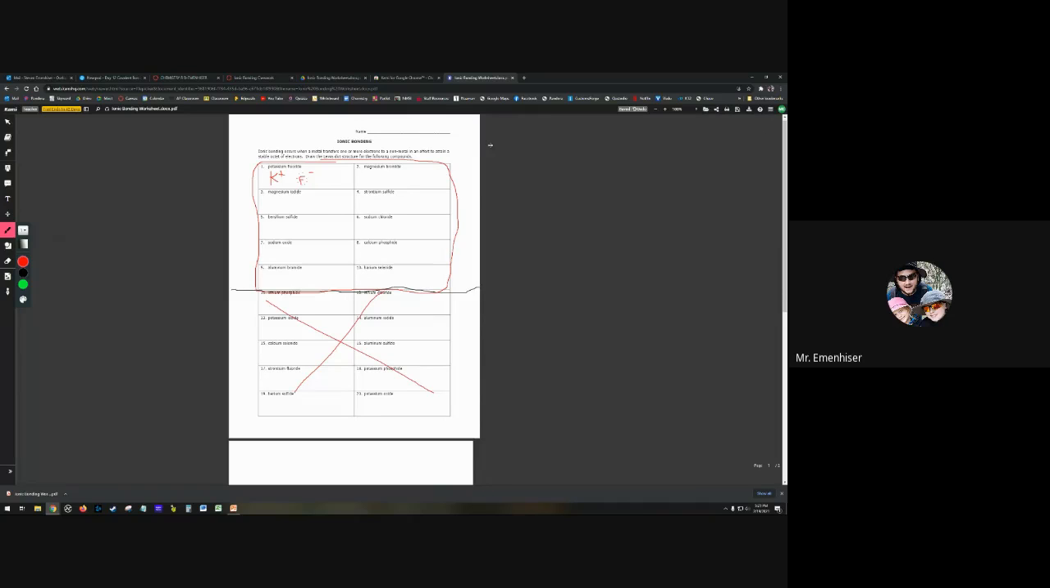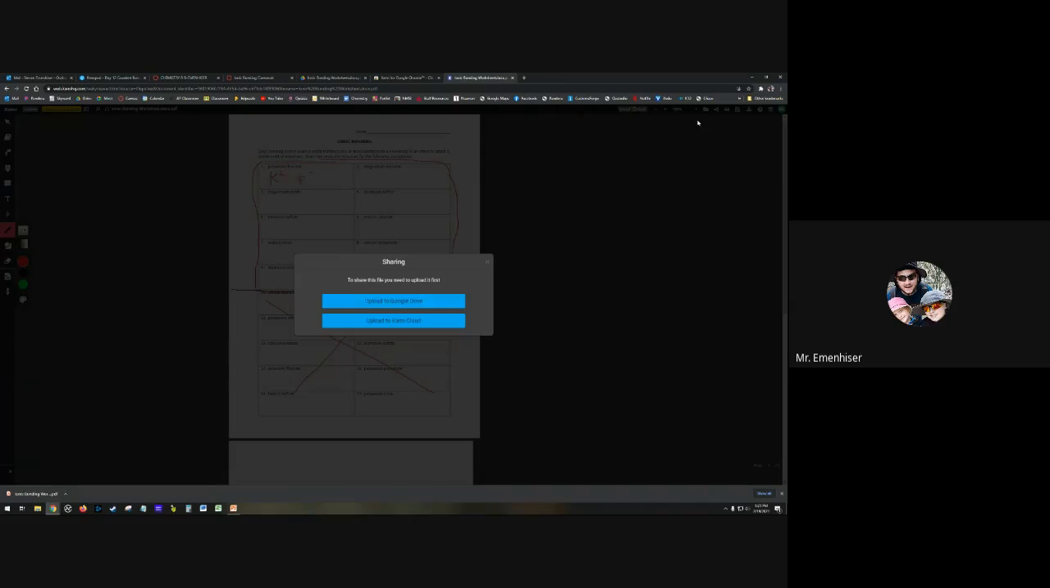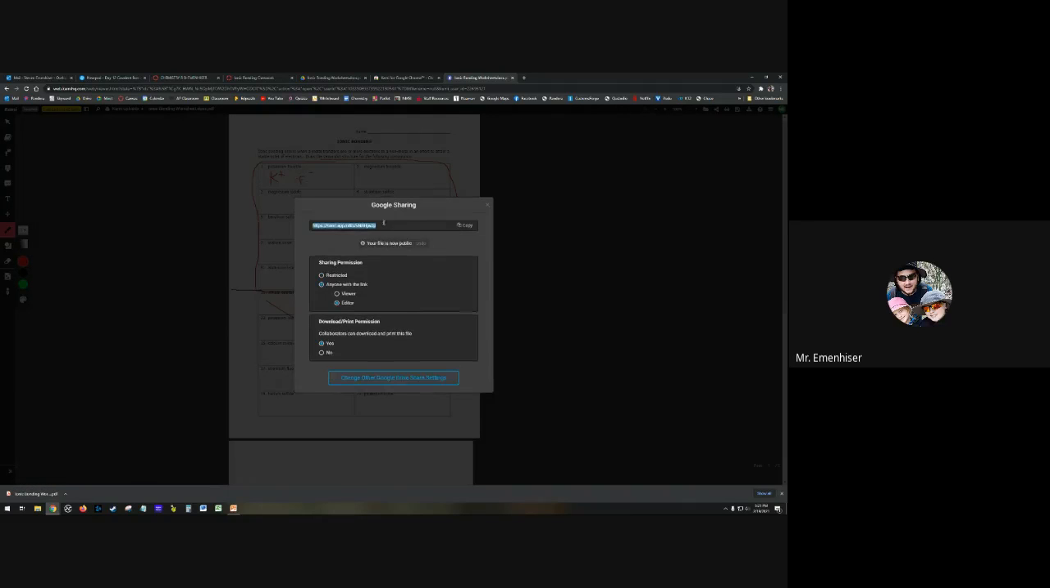All right, when you are done, we're going to go to this share symbol here, share document. You need to upload it first. So we can do either one of these. Upload to Google Docs, Google Drive, and then here's your link. So I'm going to hit copy. So you copy your link. This is your completed classwork.